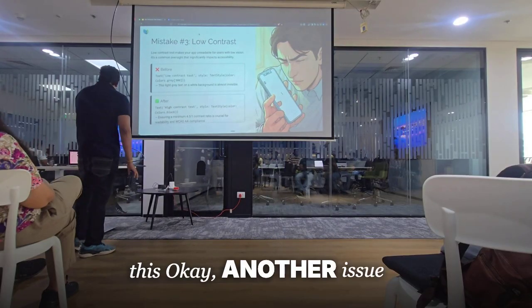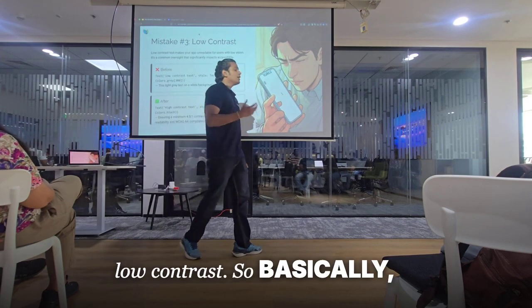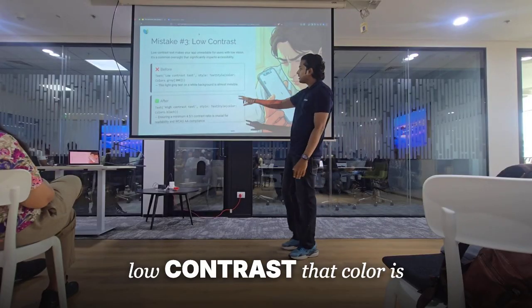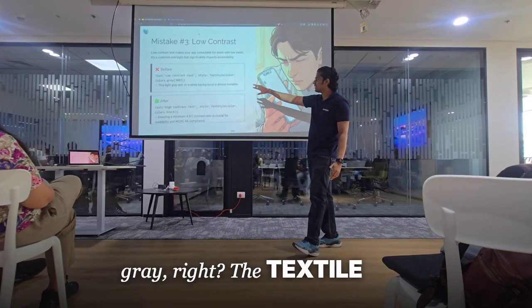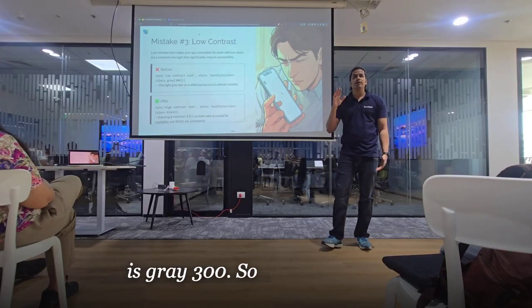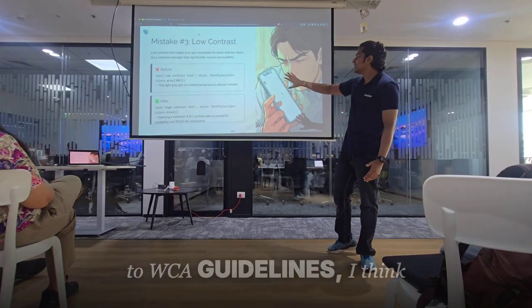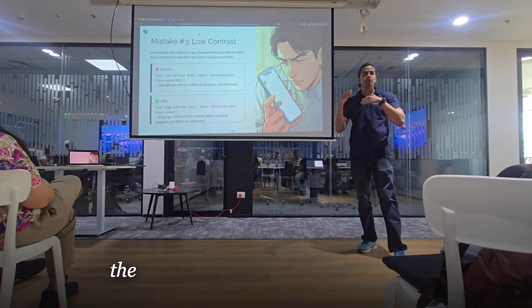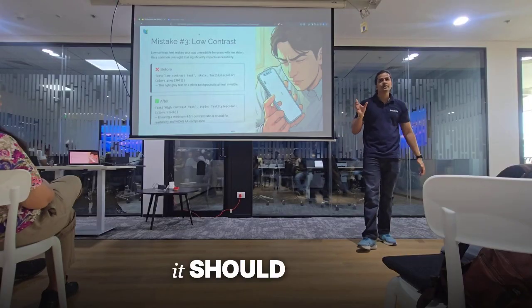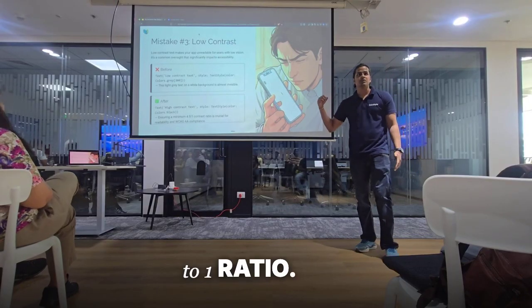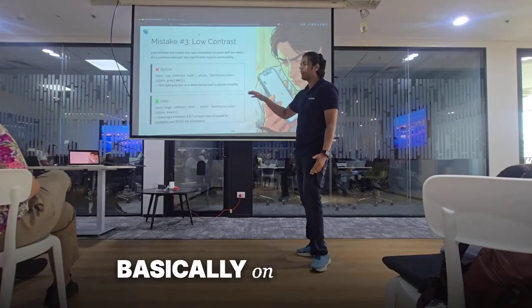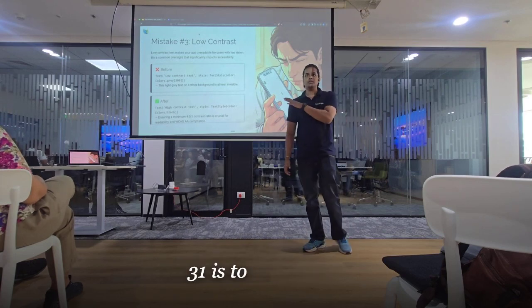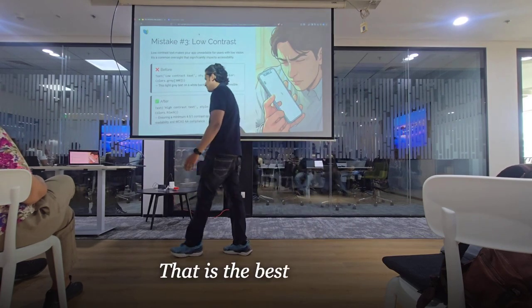Another issue is low contrast. In this example we have low contrast. That color is gray, right? The text color is gray 300. According to WCAG guidelines, I think it will give around a 2.1:1 contrast ratio, but ideally it should be 4.5:1. On black and white, it is the best contrast ratio. I think it is 21:1. That is the best ratio.